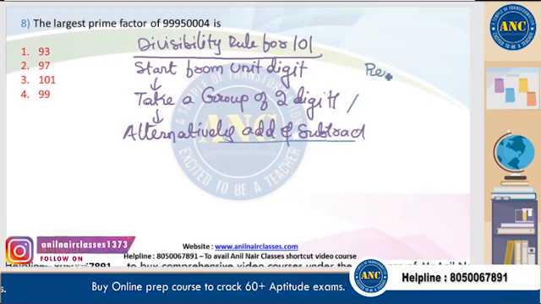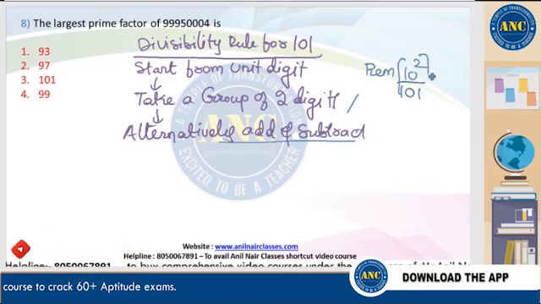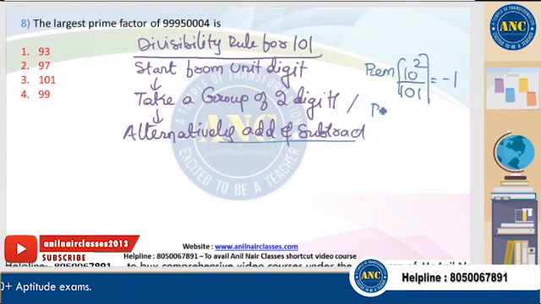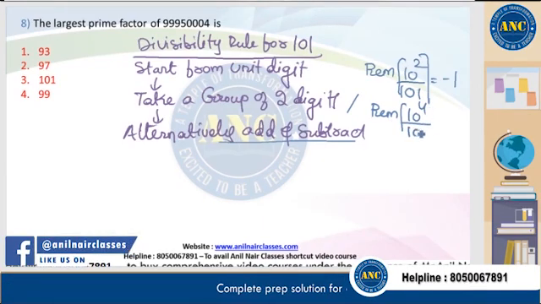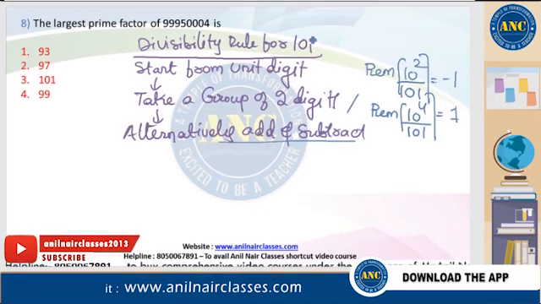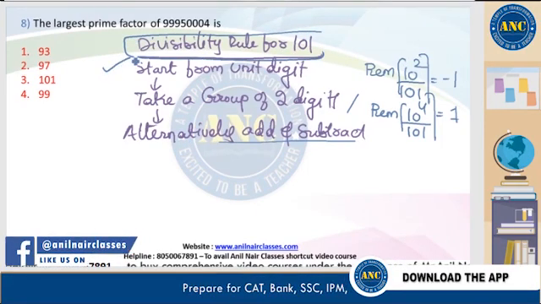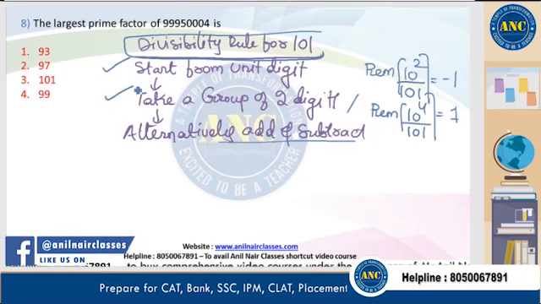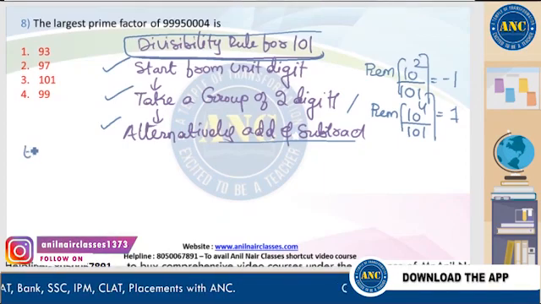Because 10 square divided by 101 is minus 1. 10 power 4 divided by 101 is 10 square whole square, minus 1 square, it is plus 1. This is the divisibility rule for 101: start from the unit digit, take a group of 2 digits, alternately add and subtract. First we will do an example.